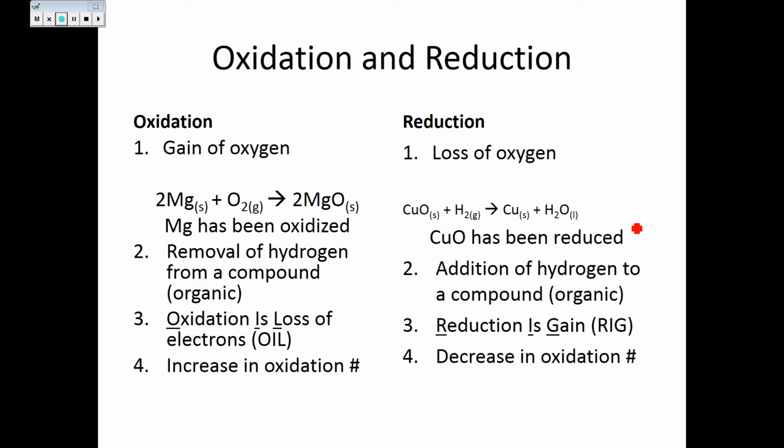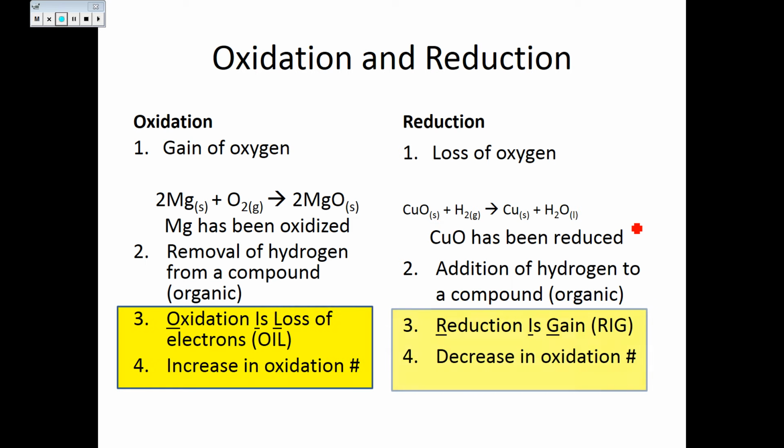When you're dealing with organic chemistry, oxidation can be defined as the removal of a hydrogen from a compound, and reduction as the addition of a hydrogen to an organic compound. We're not really going to talk about that definition though. The one that we're going to define in our section is oxidation is the loss of electrons, and reduction is the gain of electrons.